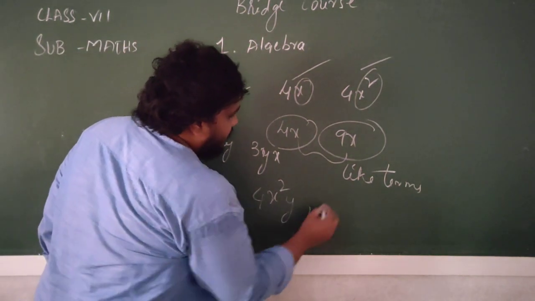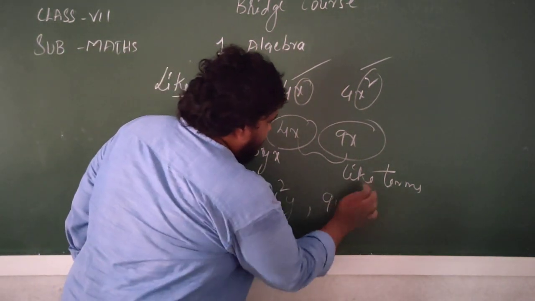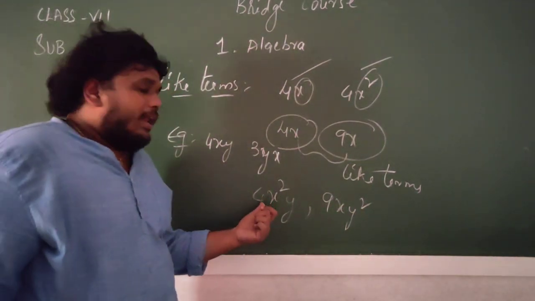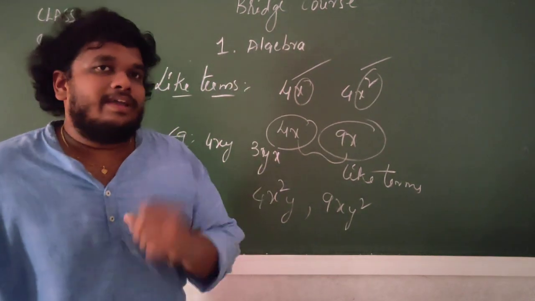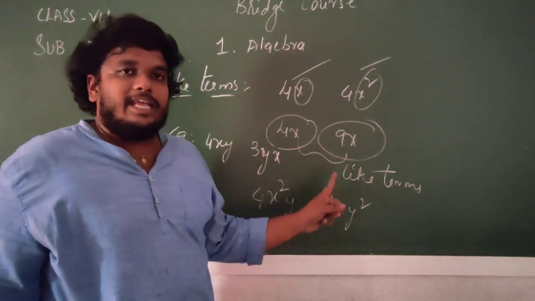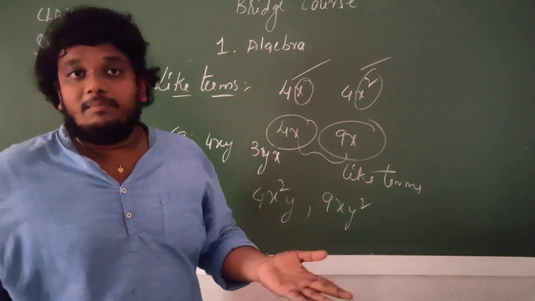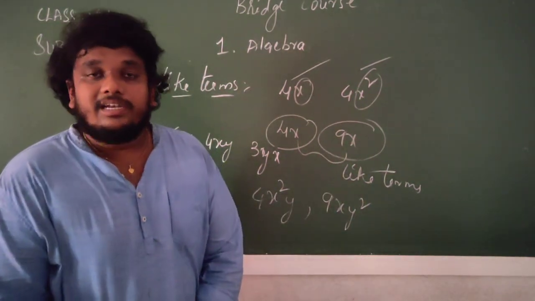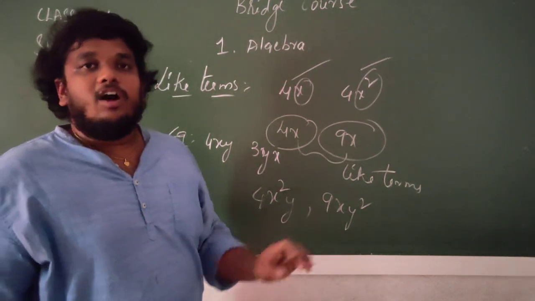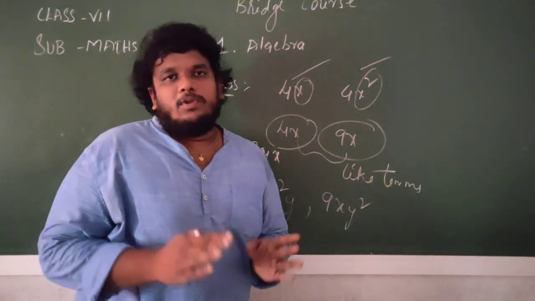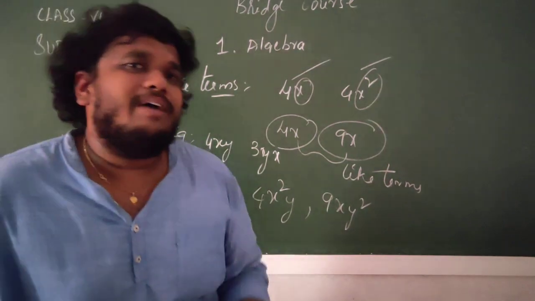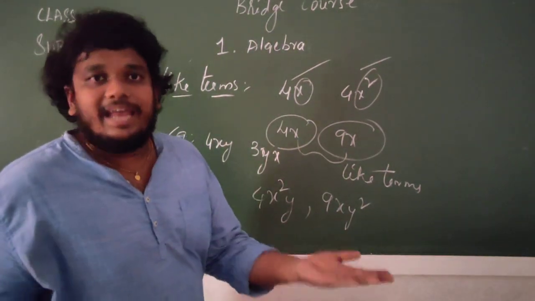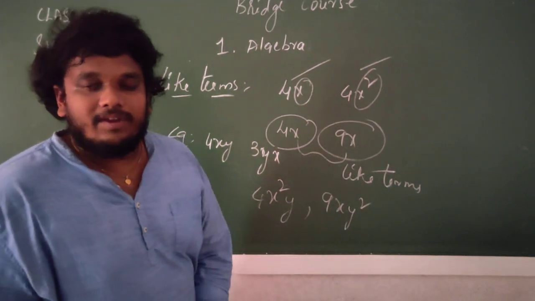I'll take one more example. 4x square y and 9xy square. See, 4x square y is in the x square y family and 9xy square is in the xy square family. They belong to other families, so they are unlike terms. They are not like terms. Just keep in your mind that terms which belong to the same family are nothing but like terms. Terms which do not belong to the same family are unlike terms. Is it clear for everyone?